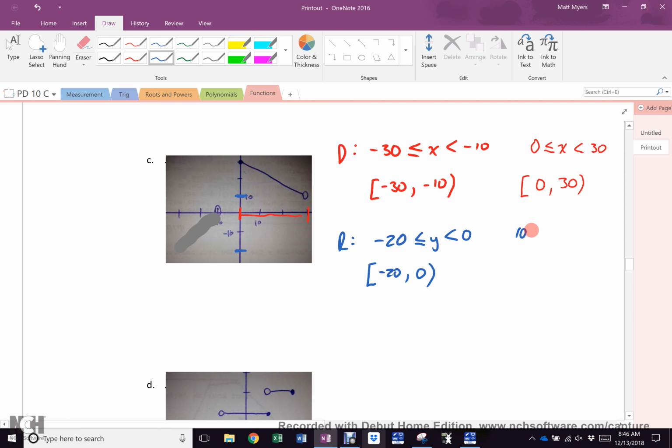What's the range? 10. Do I hit 10? No. Up to what? Do I hit 30? Yes. How do I write it in the other one?